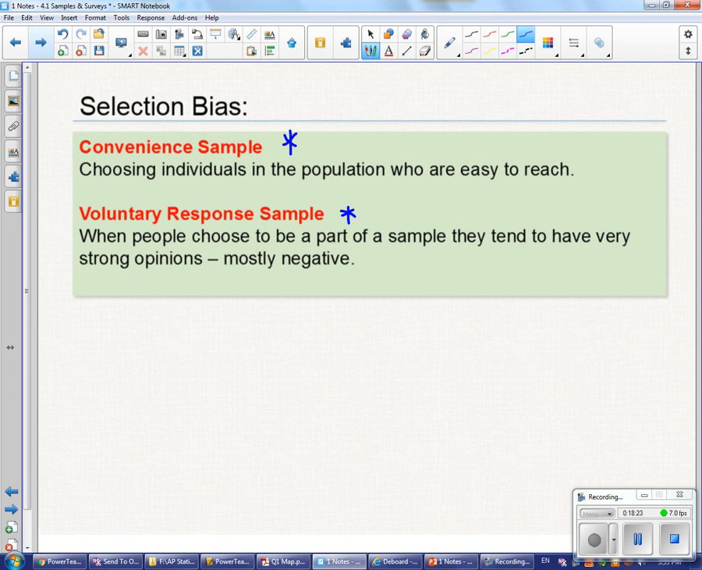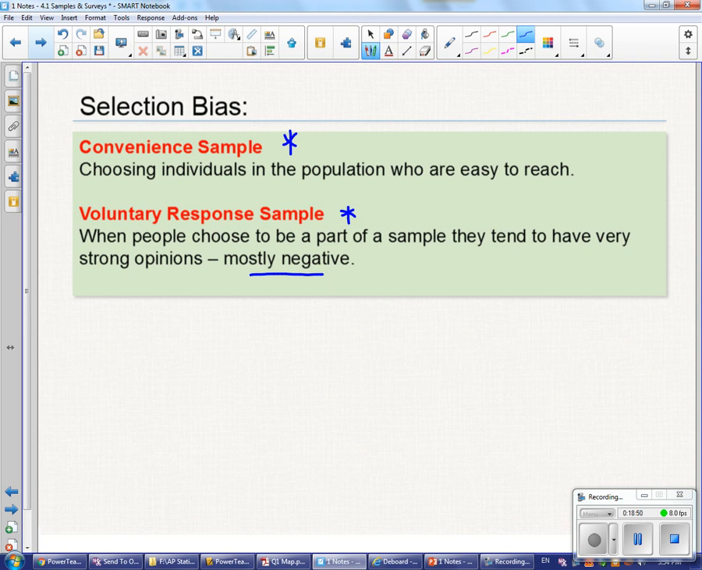And oftentimes when you pose a question to people, the people that tend to respond are the ones that are really passionate about the subject, and oftentimes it's those that have a really negative opinion. It's not all the time. I don't want you to think that every time there's a voluntary response sample that it's a bunch of angry people calling in, but very often the people that respond to these kinds of surveys tend to be very passionate, have very negative opinions about things, and they want their voice heard.